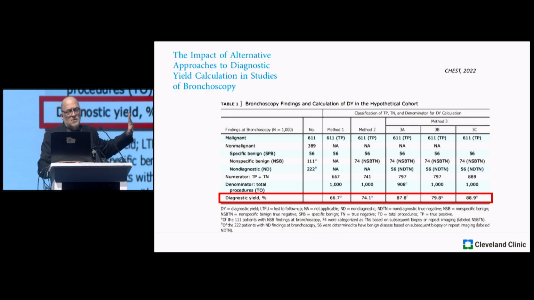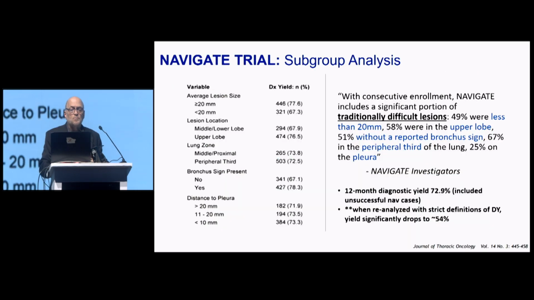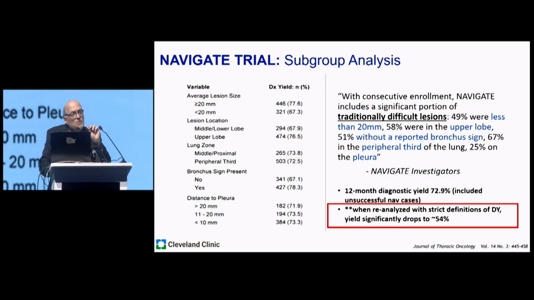If you look at this experimental cohort, depending on how you define diagnostic yield, you could have yields that are 20% different. You could go from 89% down to 66%. Same patients, same outcomes, defined differently, huge differences in diagnostic yield depending on how you define it. The Navigate trial, which is one of our landmark trials, reported a 72% diagnostic yield, but if you use a strict definition filter, their yield drops to about 54%, which is a coin flip. A coin flip which is free, navigational bronchoscopy which is not.